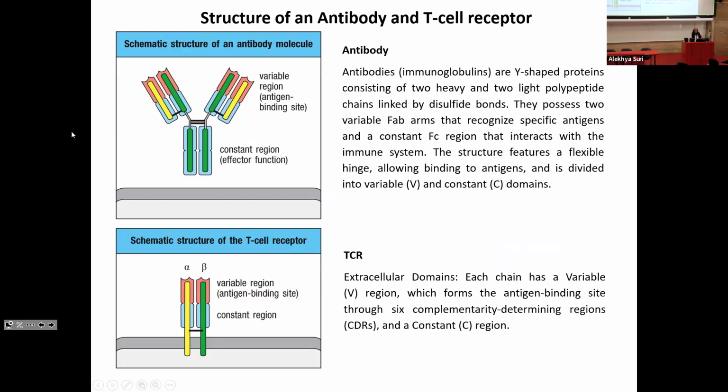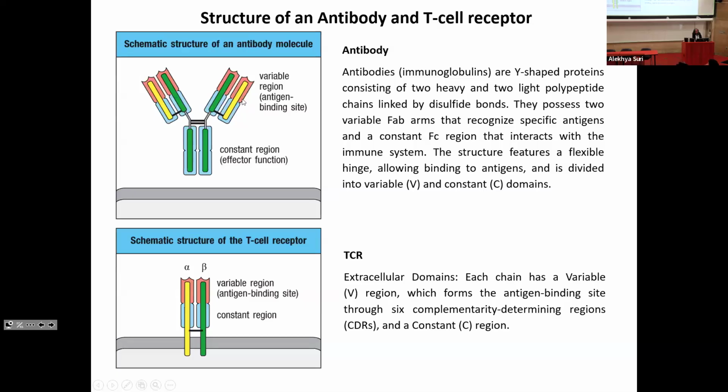So the antibody is really a Y-shaped molecule, and B cells are the cells that make these antibodies. They consist of 2 heavy and 2 light polypeptide chains, and these are linked by disulfide bonds. They possess 2 of what's called the FAB region that actually recognizes the specific antigen, and an FC portion, which is called the constant region.